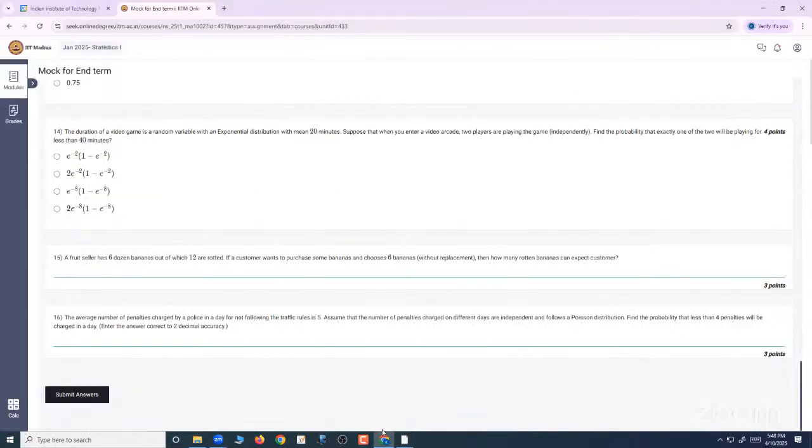Okay, the last question. The average number of penalties charged by police in a day for not following the traffic rule is 5. That means this is the average that we have been given. Assume that the number of penalties charged on different days are independent and follows a Poisson distribution. Find the probability that less than 4 penalties will be charged in a day.